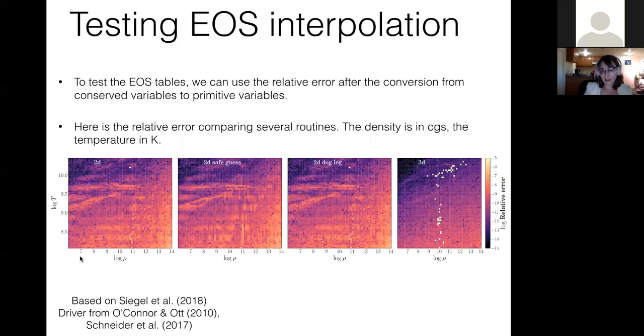We can then go from primitives to conserved variables in an analytical way and use our routines to go from the conserved variables back to the primitive variables to recover them, and try to see the error between the original primitive variables and the recovered primitive variables. And this is what we're showing right here. This is the relative error in the sum of all the errors in all the primitive variables.